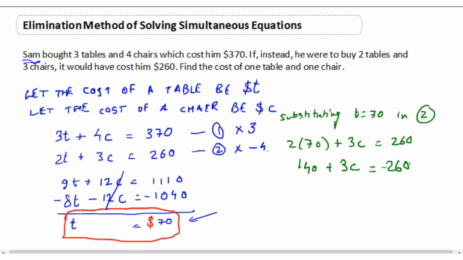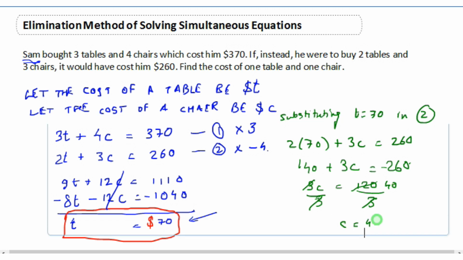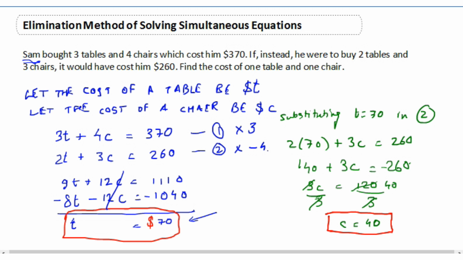Then subtracting 140 from both sides of the equation, I get 3c is equal to 260 minus 140, so that gives me 120. And then I divide both sides of the equation by 3, because we want the value of c alone and not 3c. So the 3 and 3 get cancelled here, and 3 goes into 120 40 times, so I get the value of c as 40. So that's a solution. We can again highlight this. So the cost of one table is $70, and the cost of one chair is $40.